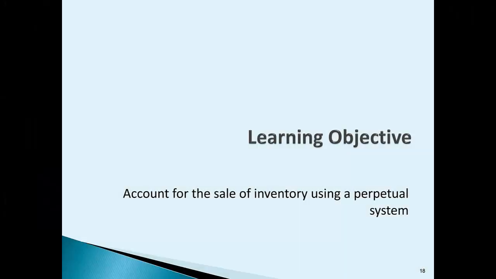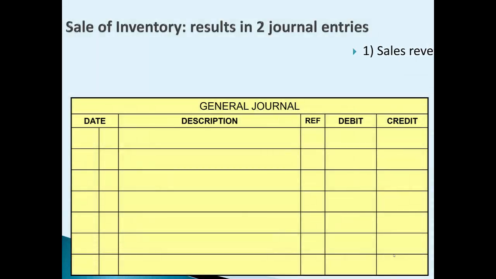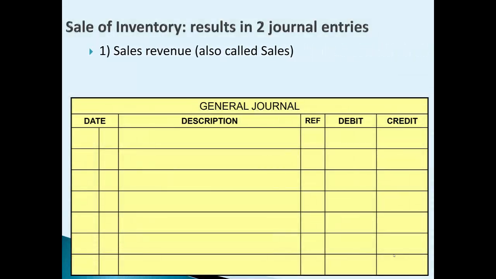The next learning objective is to account for the sale of inventory using a perpetual system. So when we sell inventory, we're going to have to do two journal entries. The first one will be using the sale price, the amount we're charging the customer, and then the second journal entry will be showing the cost of the inventory, cost to us.